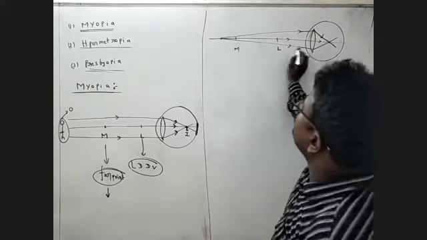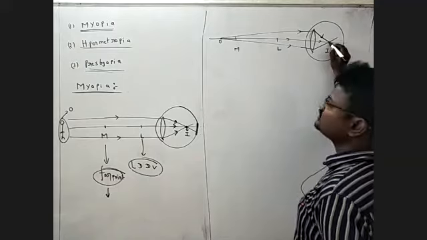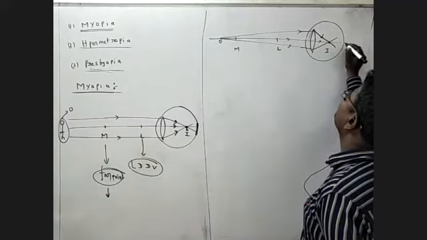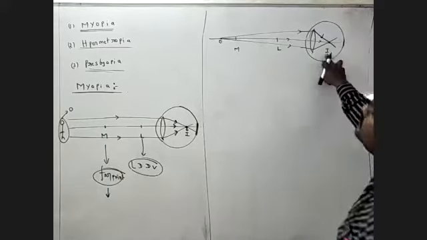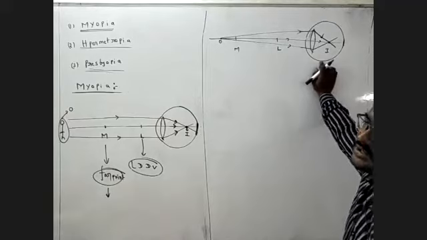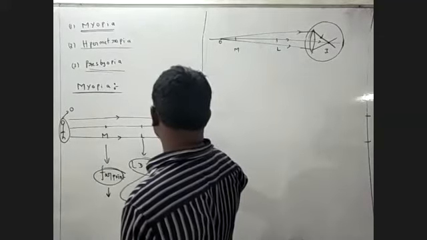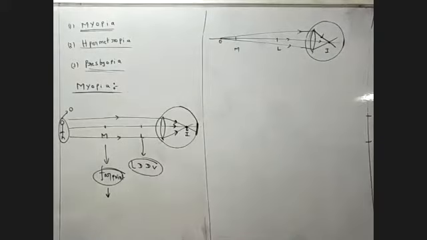So here, the object is at this place. The image is formed behind the retina. This is the retina. So the image is formed behind the retina. So here also the image is formed behind the retina. This is a problem.